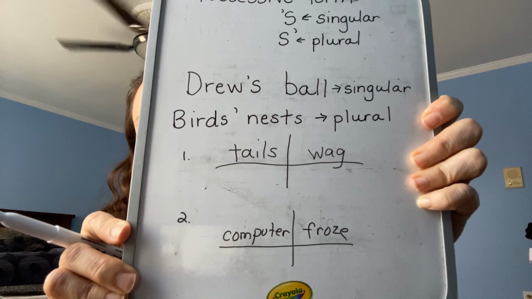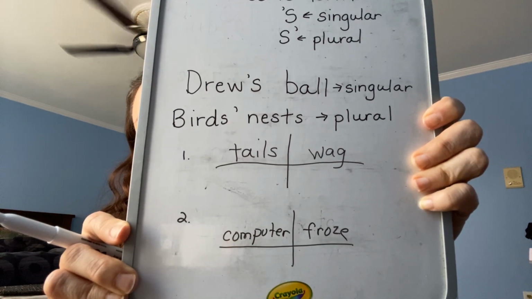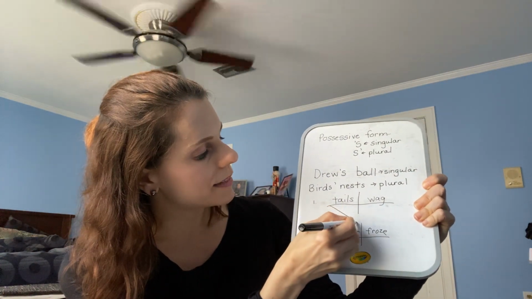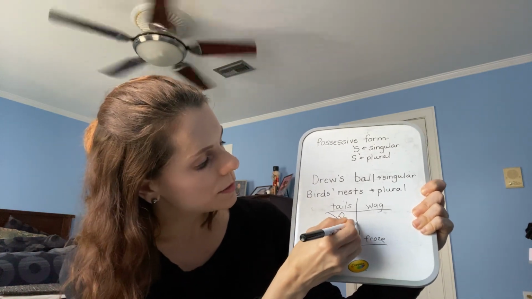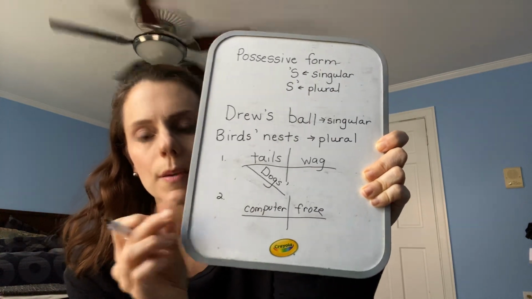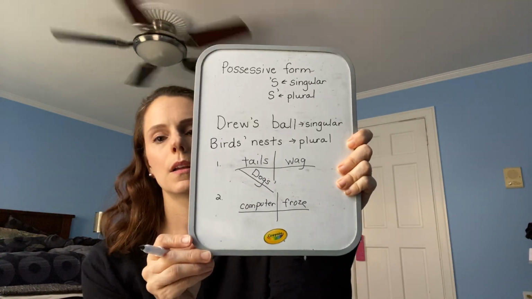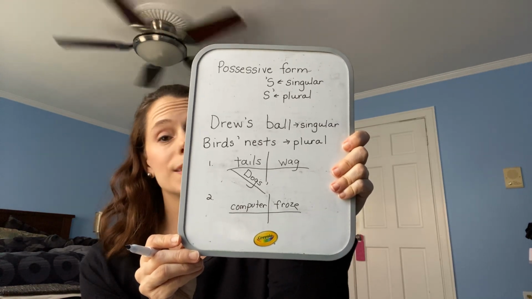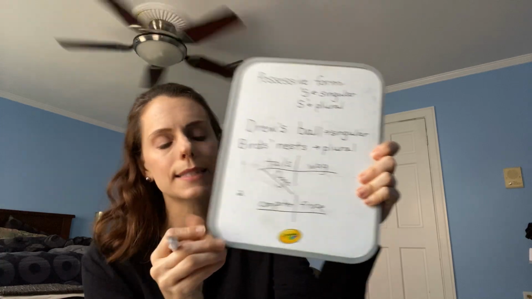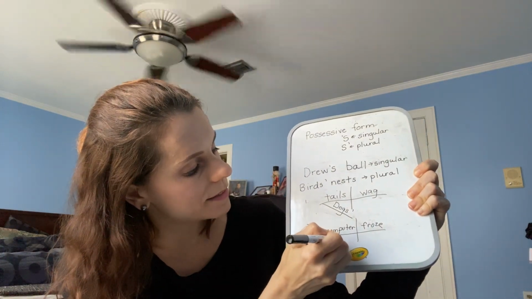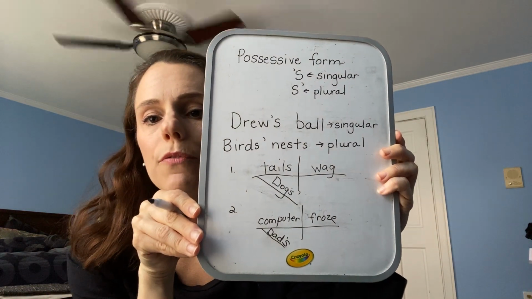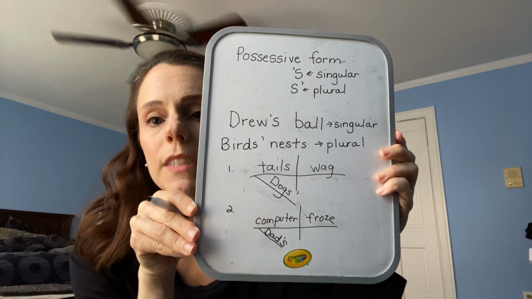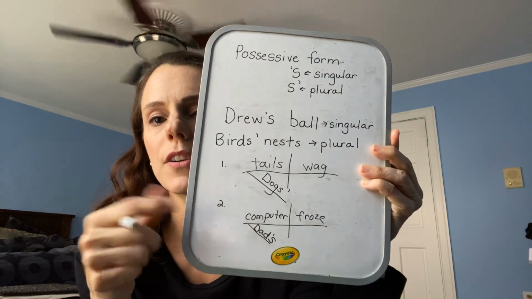Where is dogs going to go? What is dogs describing? The tails or the wag? It's describing the tails. So we're going to draw our possessive line right here, and we're going to put dogs. It's plural, so it's S apostrophe. Now number 2 has computer froze, and they have the word dads. What is dads describing? The computer. It's dad's computer. Dad's computer froze. Did dad's computer freeze today or yesterday or last week? I bet it did. Mom's probably did too. All right, so there's exercise 1.